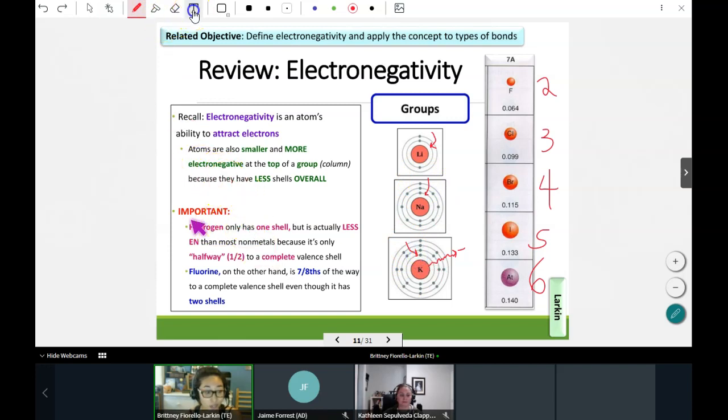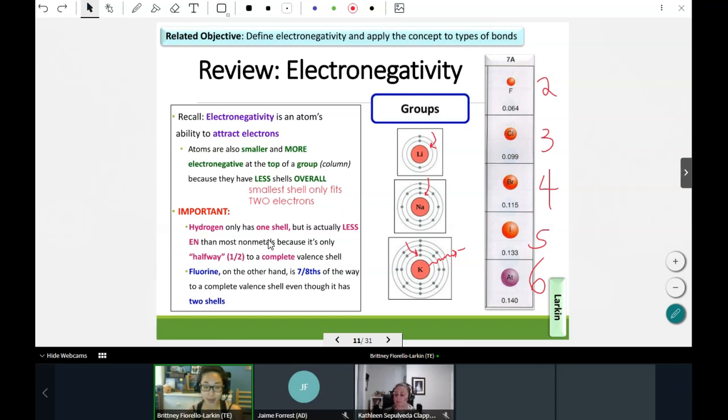Yeah, they can only fit 2 electrons on the smallest shell. So the smallest shell only fits 2 electrons. That's different. That's kind of our exception to the octet rule that we've been talking about. So that being said, hydrogen has 1 out of its 2 valence electrons, which means it's actually only halfway filled.